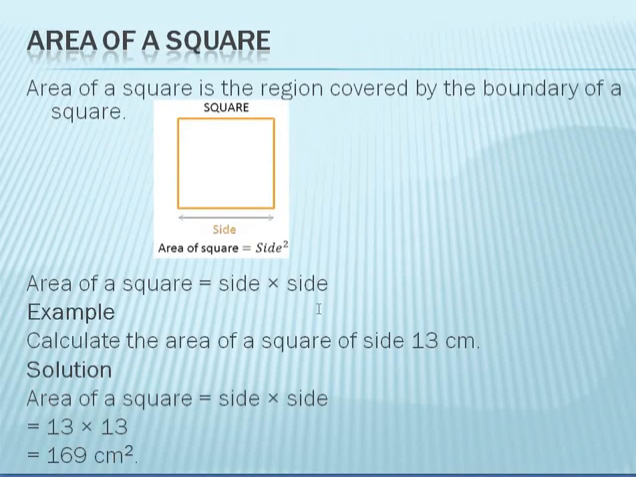Now the area of a square is side into side. So remember, the perimeter of a rectangle is 2 (L plus B). The perimeter of a square is 4 into side. The area of a rectangle is L into B. The area of a square is side into side. That is 13 into 13, 169 cm square.